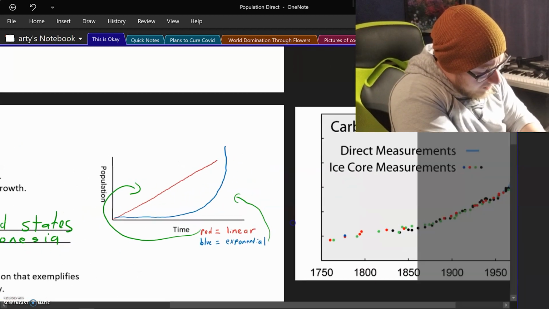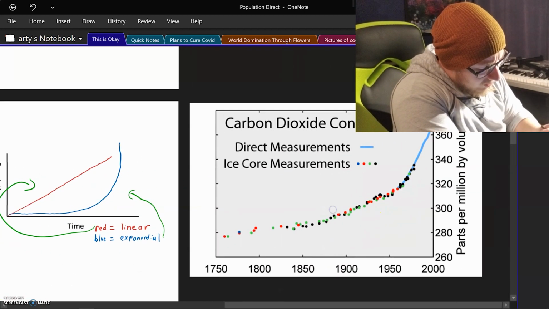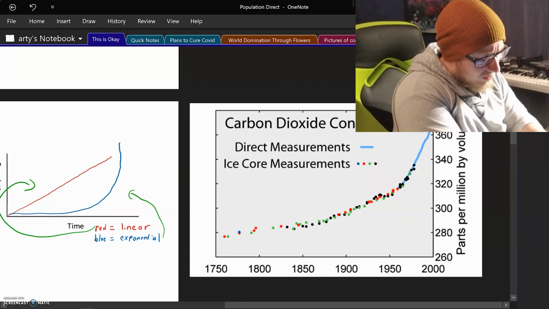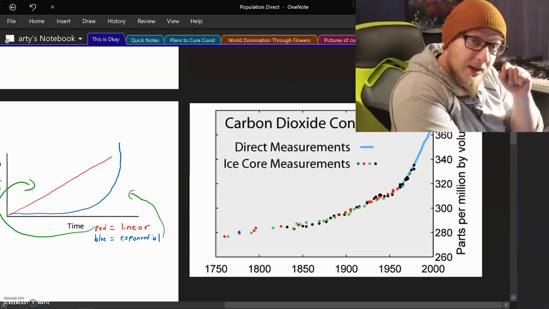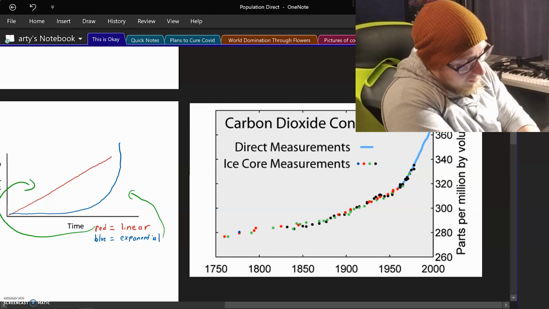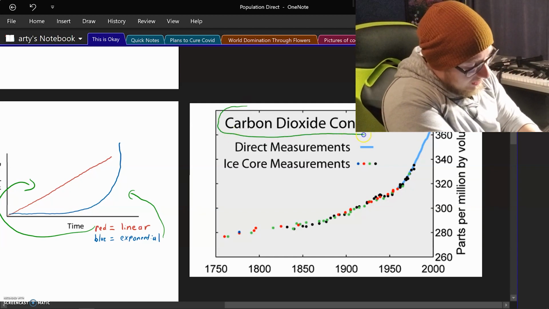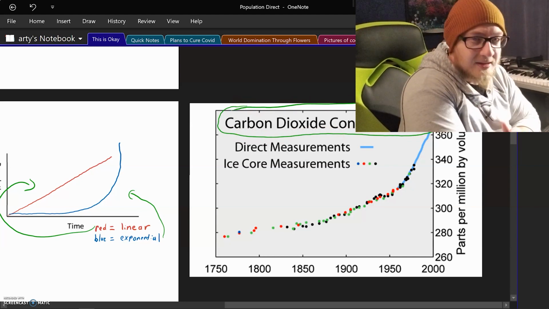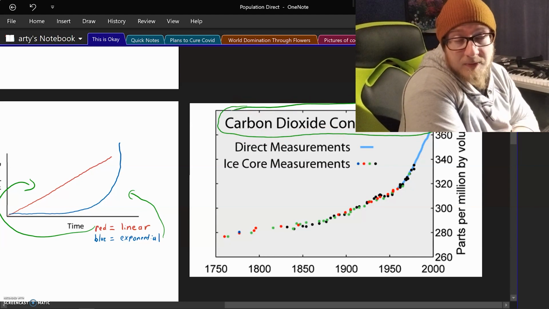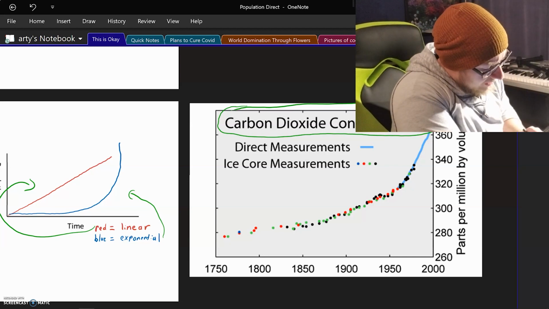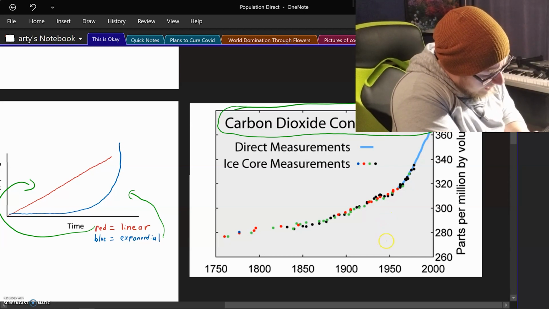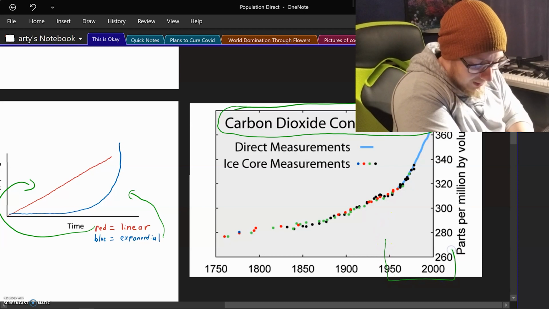There are quite a bit of examples of exponential growth. The most common one is probably this graph of carbon dioxide concentrations. So the amount of carbon dioxide in the atmosphere has been increasing exponentially since about the start of the Industrial Revolution. And the biggest increases to carbon dioxide have happened quite recently.